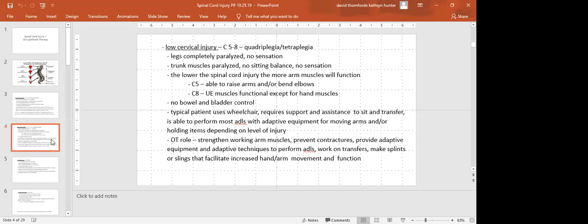The typical patient here will use a wheelchair. They will need support and assistance to sit and transfer, at least initially. They should be able to perform most of their ADLs, although they may need adaptive equipment for moving the arms and/or holding devices, depending on their level of injury. So as an OT, our role will be to strengthen the existing arm muscles, to prevent extremity contractures, provide adaptive equipment and adaptive techniques, work on transfers, and make splints or slings to facilitate increased hand and arm function and movement.